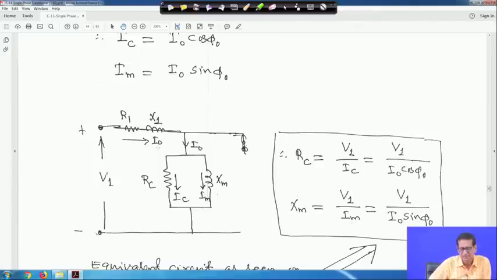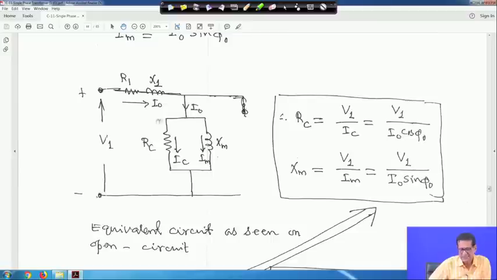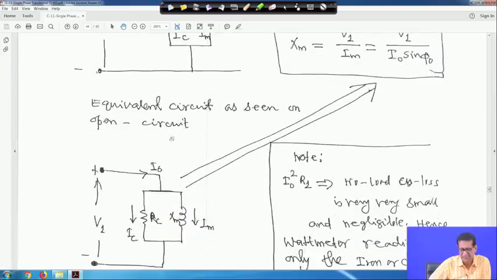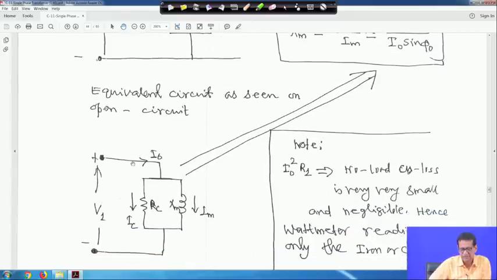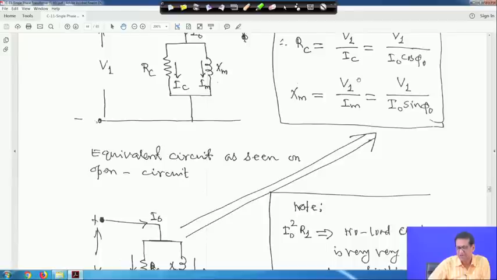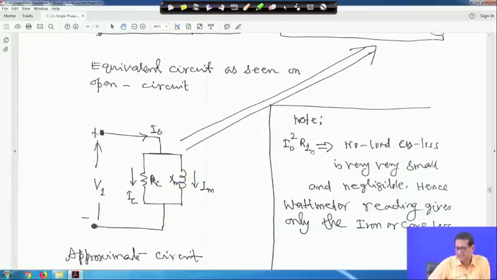Actually, this I0 current is very small and the winding resistance of the transformer is also very small. Therefore, the winding loss in the transformer at no load is negligible. So this is the equivalent circuit for no load, when R1 and X1 are neglected. I0 square R1, the no-load copper loss, is very small and negligible, and the wattmeter reading gives only the iron or core loss.